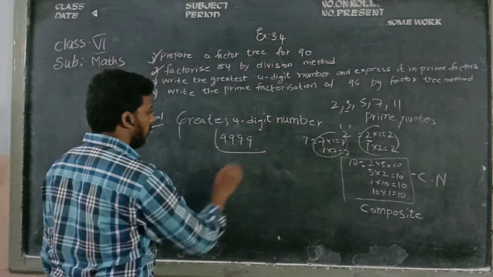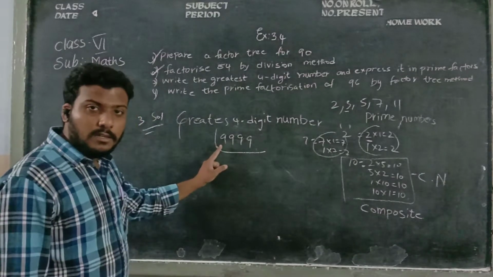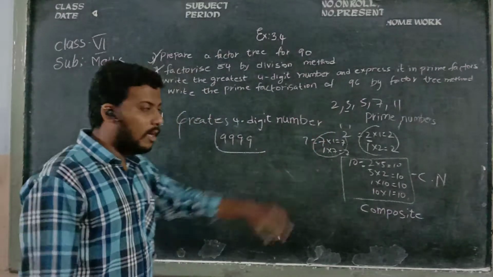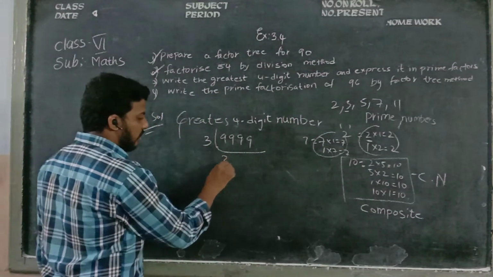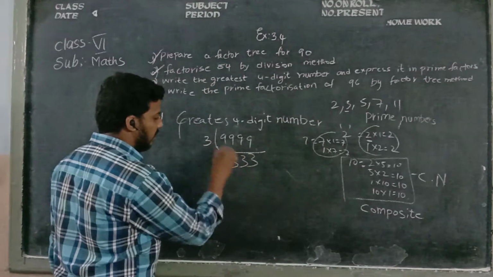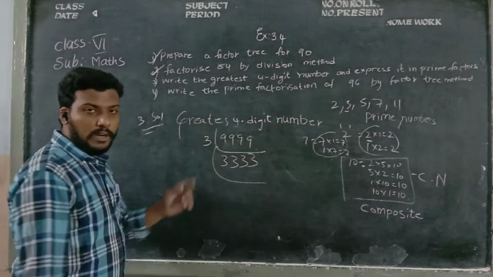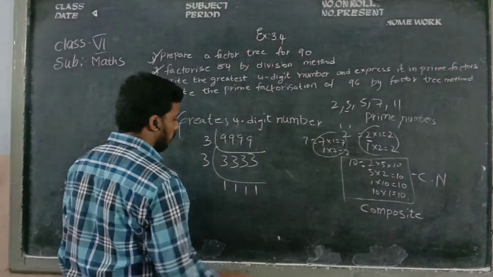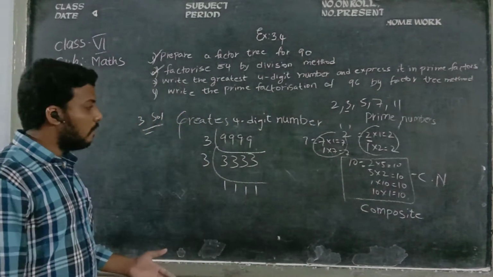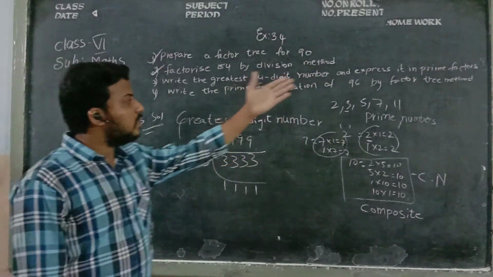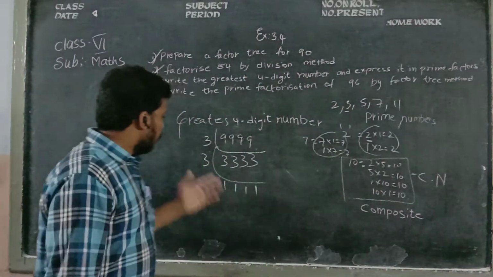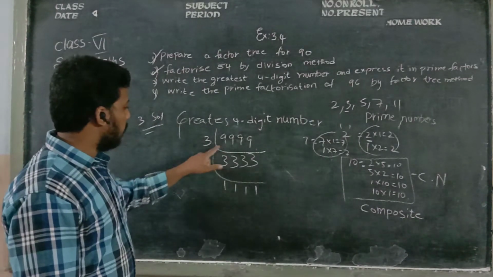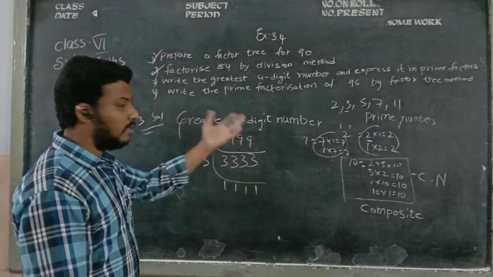So, the prime factors concept. Is 9 divisible by 2? No. Is 9 divisible by 3? Yes. 3 3s are 9. So take 3. 3 3s are 9. Again 3 3s are 9. Is 3 divisible by 2? No. Take 3. 3 1s are 3. 1. So we got the answer. We are expressing the 4-digit number in its prime factors. These are the prime factors: 3 into 3 into 3 into 3 into 3 into 3 into 3 into 3, that's all.